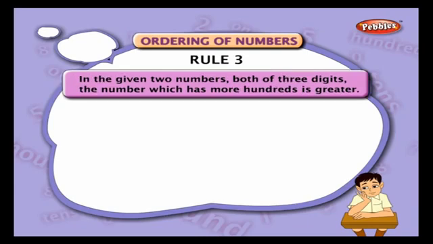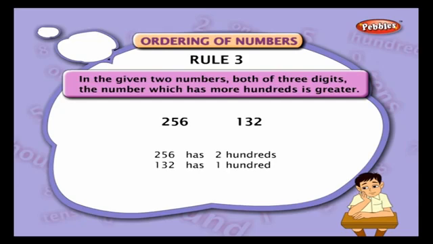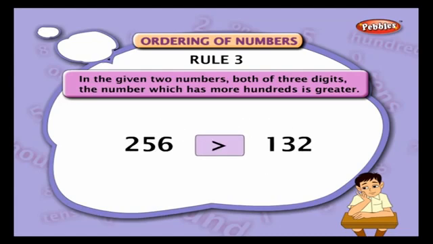Rule 3. In the given 2 numbers, both of 3 digits, the number which has more hundreds is greater. For example, let us take 2 numbers 256 and 132. Here, 256 has 2 hundreds and 132 has 1 hundred. Therefore, 256 is greater than 132. We write this as 256 > 132.